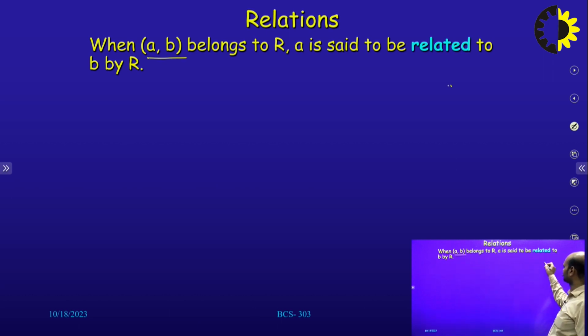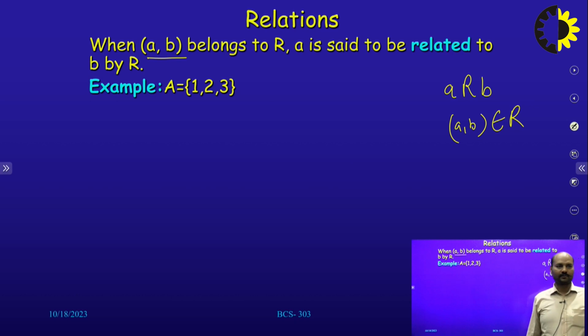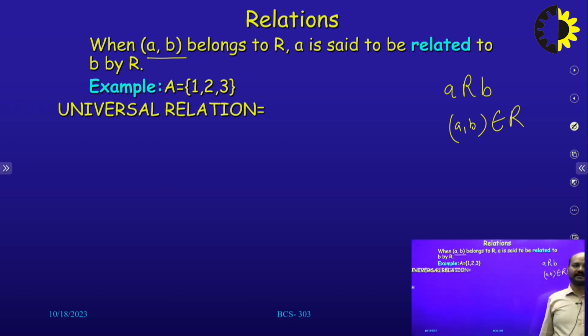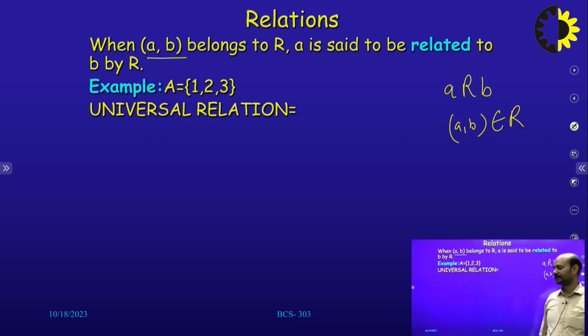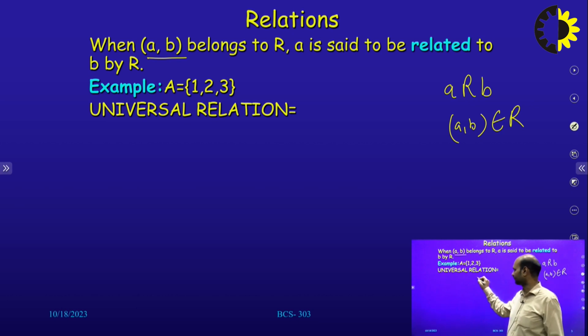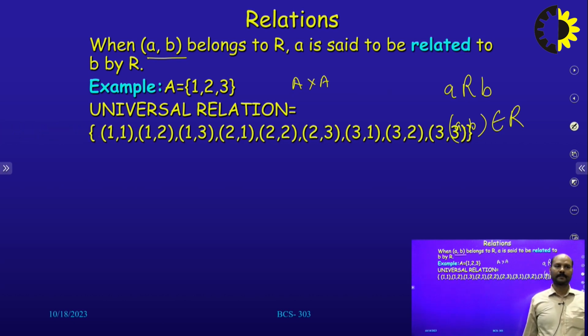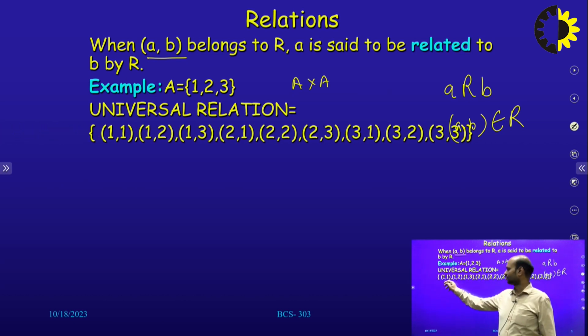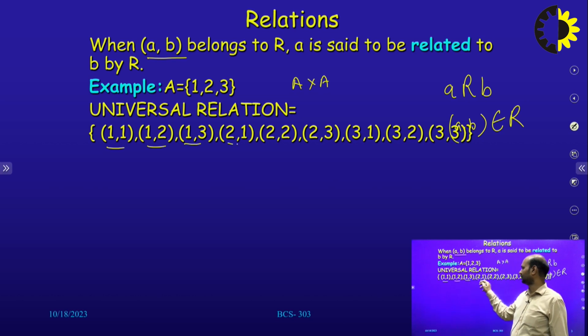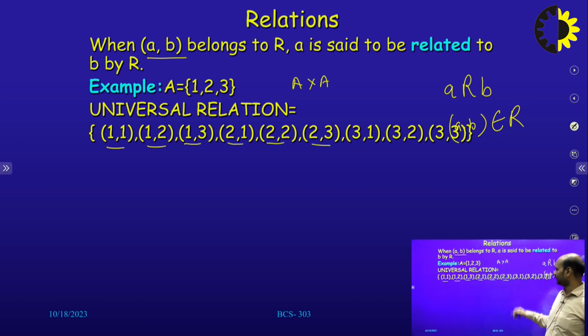We can write a R b, or we can say that (a, b) belongs to the relation. So for example, if A is equal to {1, 2, 3} and the universal relation on A, we first compute A cross A. What are the ordered pairs? (1,1), (1,2), (1,3), (2,1), (2,2), (2,3) and (3,1), (3,2) and (3,3).